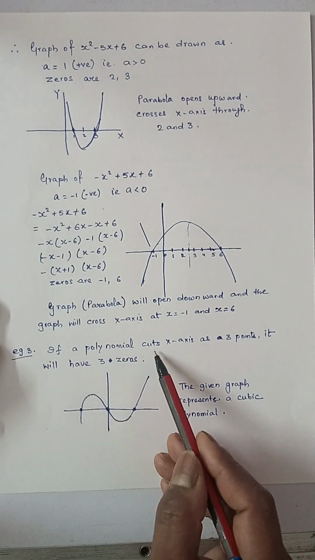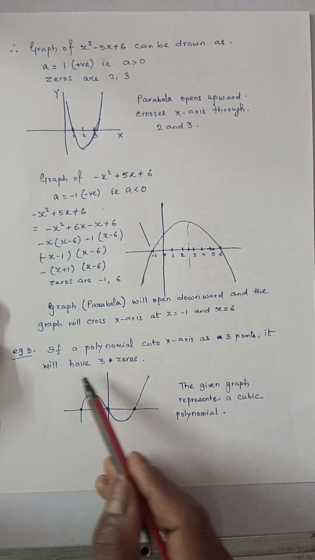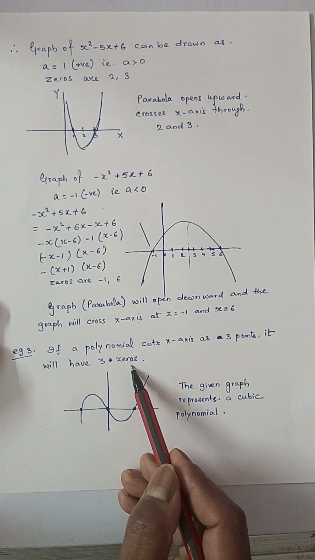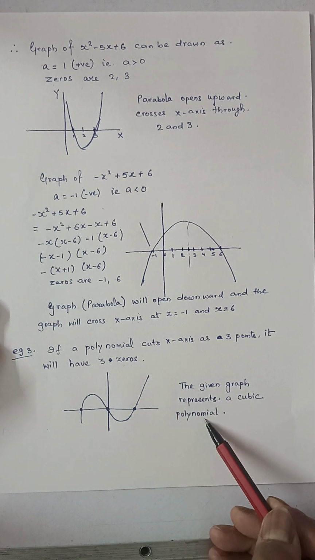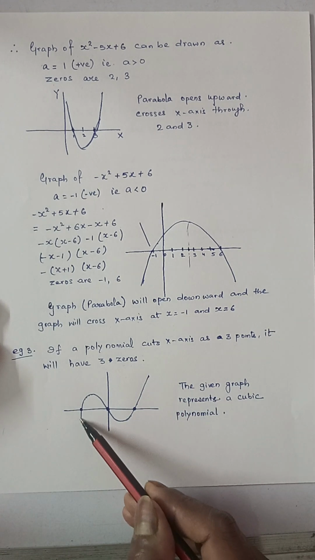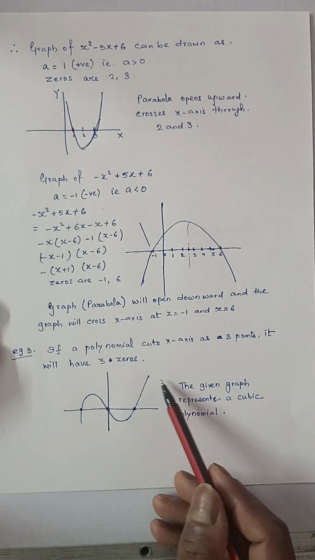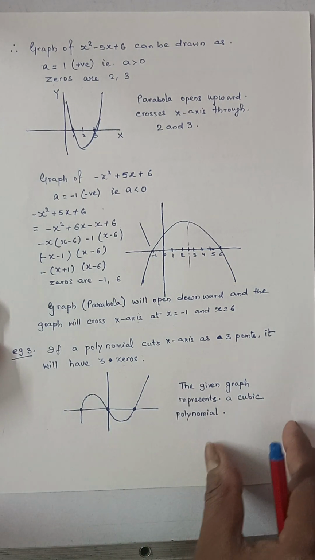If a polynomial cuts the x-axis at 3 points, it will have 3 zeros. The given graph represents a cubic polynomial. So if a graph is cutting the x-axis at as many points, it will have as many zeros.